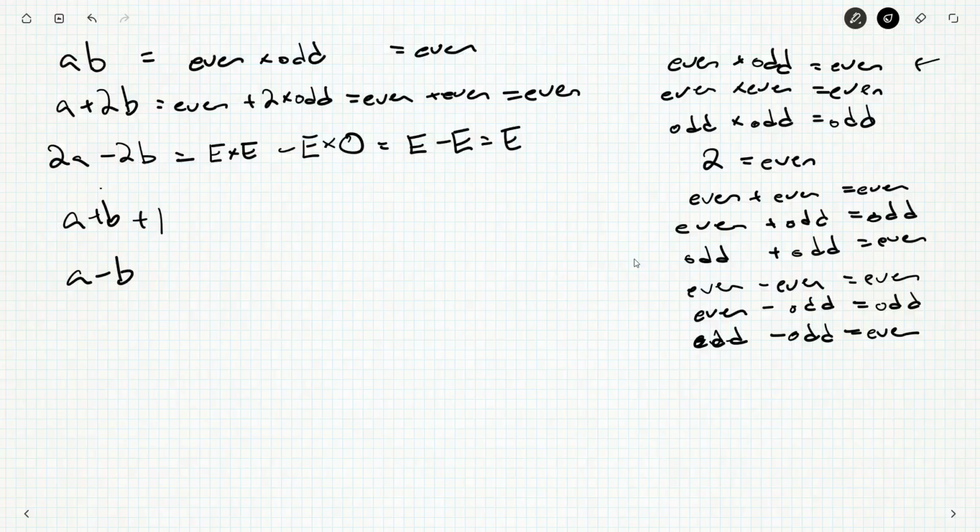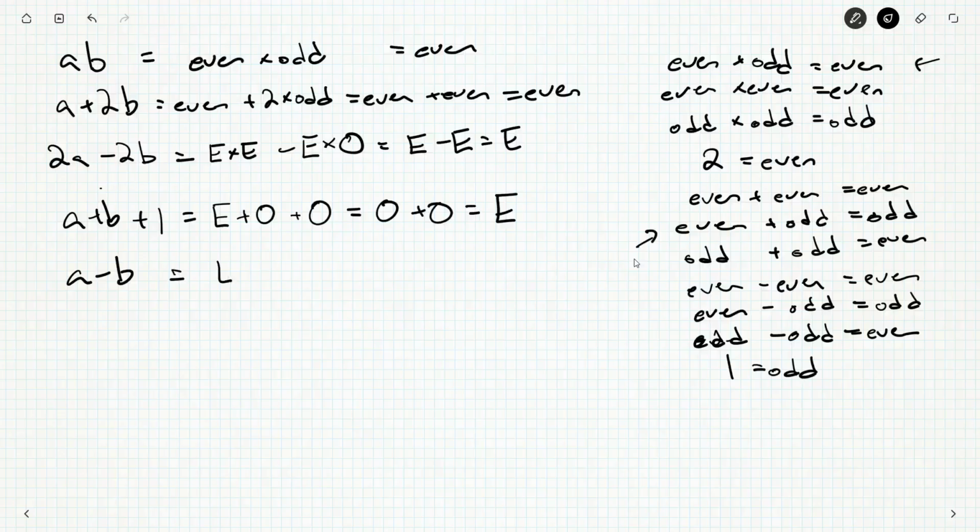All right, A plus B plus 1. Oh, sorry, 1 is odd is another thing we should have on our list. So that's an even plus an odd plus another odd. Now this even plus odd at the start, well, that's going to be odd, according to our little chart here. But we still have that other odd, and odd plus odd is even. Finally, at the end here, we have even minus odd, and that is odd.